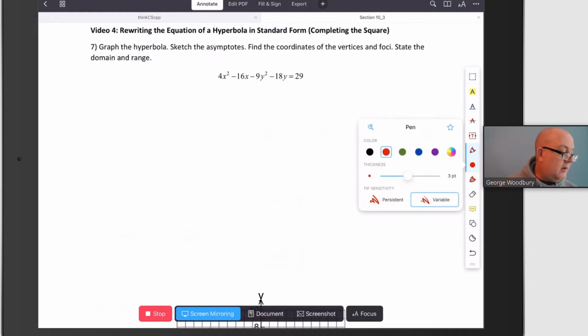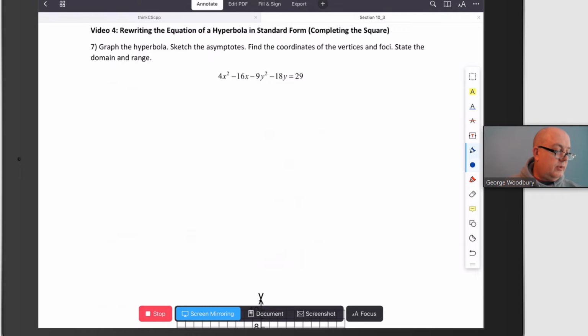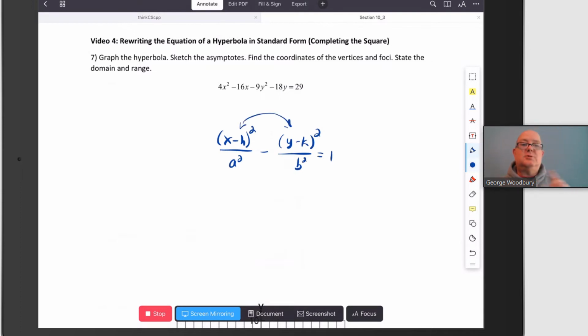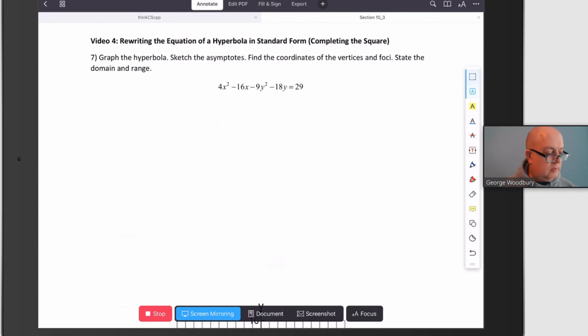So in order to graph a hyperbola, what we have been looking for is this form, (x minus h) squared over a squared minus (y minus k) squared over b squared equals 1, or maybe swapping those numerators around. But we definitely don't have that here. So we need to get rid of that. We can do this by completing the square.